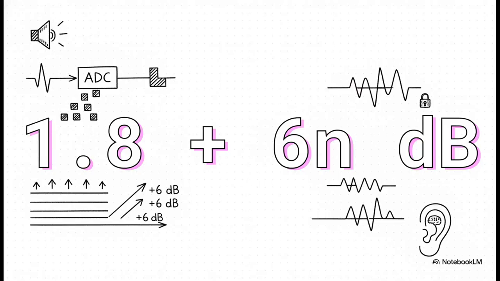I'm actually going to pause right here for emphasis, because this formula is basically free points on exam day. This is the formula for signal to quantization noise ratio, SQNR, expressed in decibels: 1.8 plus 6n.